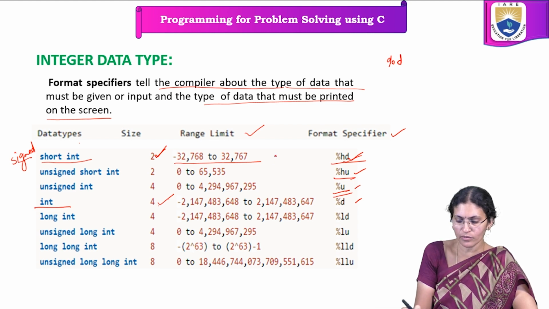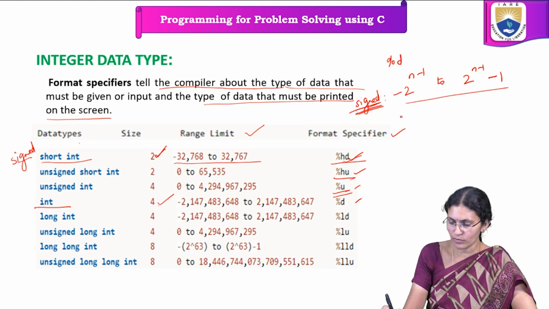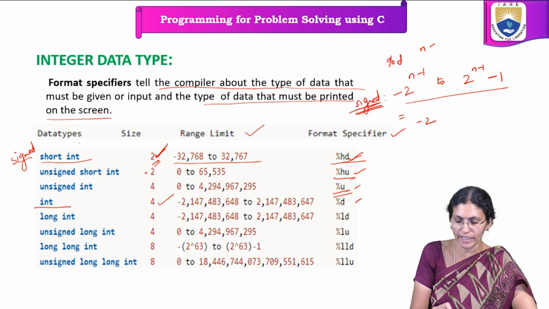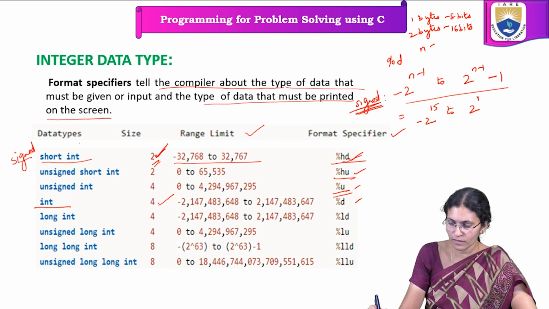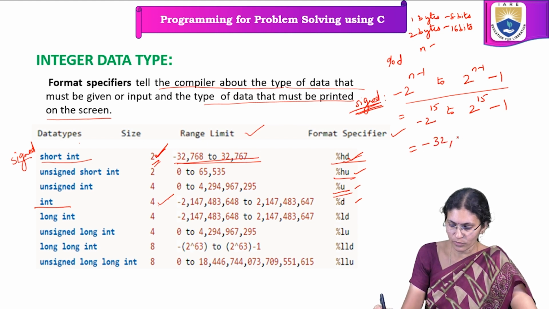The range of values can be calculated by a formula: minus 2 power n minus 1 to 2 power n minus 1, minus 1. This is for signed. If the data type has the signed qualifier, this is how we calculate the range of values. Here n represents the number of bits. The size is given as 2 bytes, and 1 byte is equal to 8 bits, so 2 bytes is 16 bits. So we can write minus 2 power 16 minus 1, that is 15, to 2 power 15 minus 1. This corresponds to minus 32,768 to 32,767.